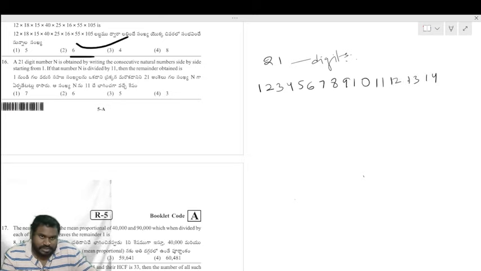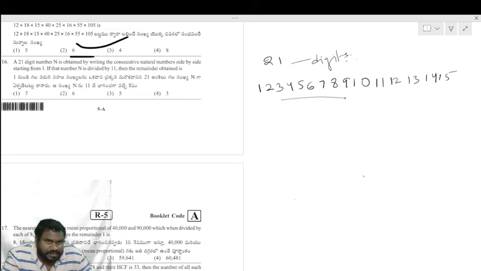13, 14. Now you count. So till here 9 digits are there. 10, 11, 12, 13, 14, 15, 16, 17, 18, 19, 20, 21. 20, 21 means 15 should also be added. Now, what is the condition he is asking? If that number n is divided by 11, then the remainder obtained is. So if this complete number is divided by 11, what should the remainder be? That's the question.